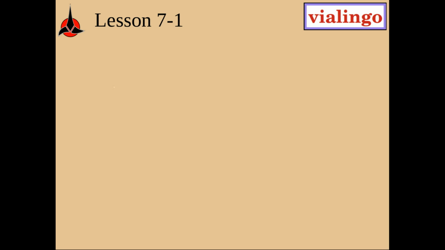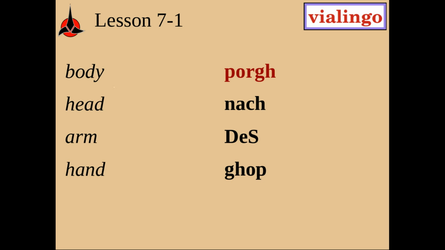Here are some words for parts of the body. The word for body is porgh. Porgh. Imagine that the bodies of poor people are buried together in one enormous grave.